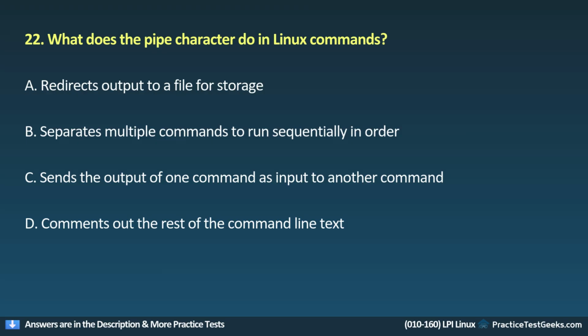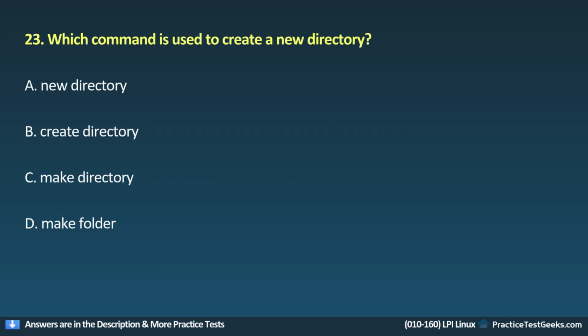22. What does the pipe character do in Linux commands? A. Redirects output to a file for storage. B. Separates multiple commands to run sequentially in order. C. Sends the output of one command as input to another command. D. Comments out the rest of the command line text.